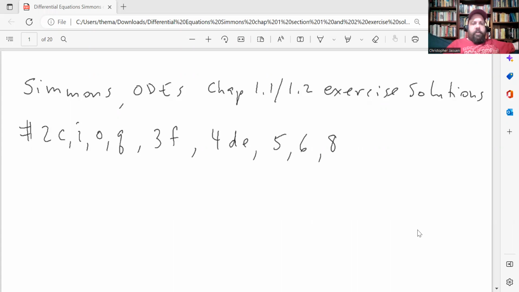I skipped over question number one because there were a bunch of parts to it, and it was just verifying that certain functions were solutions of certain differential equations. So I started with question number two, and I did part C, I, O, and Q. Then I did part F in question three. I did parts D and E in question four, and then I did questions 5, 6, and 8. All right, so I guess I'll just go through them here.